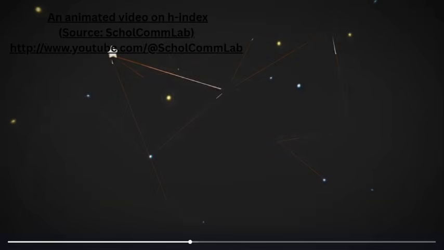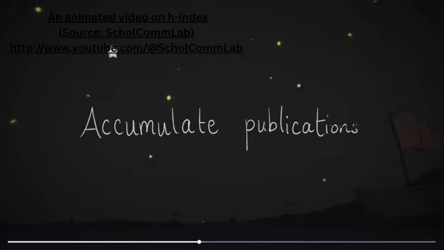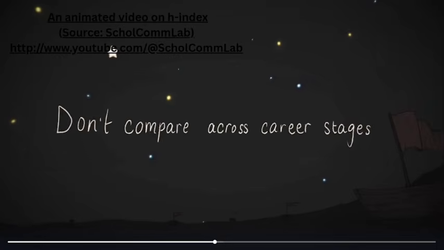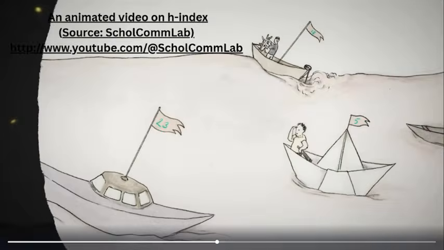Since the H-index depends on the number of publications and citations, senior researchers who have been active for longer periods of time have the advantage of being able to accumulate more publications and citations over time. Therefore, they usually have higher H-indexes than their junior colleagues. For this reason, the H-index should never be used to assess early career researchers or to compare authors who are at different stages in their careers.